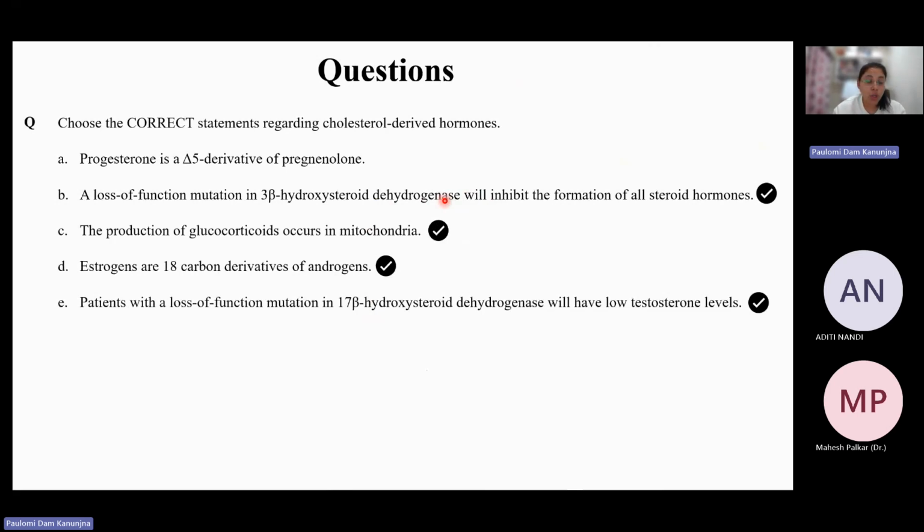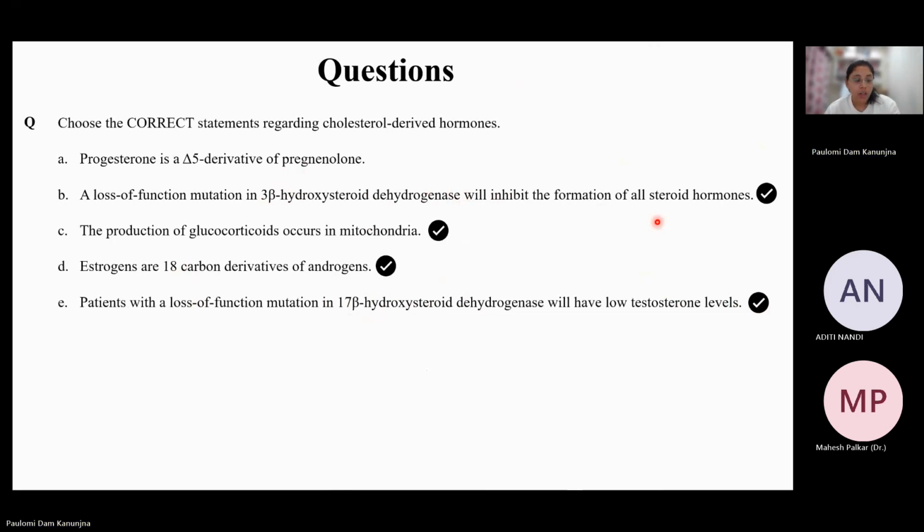C says the production of glucocorticoids occurs in mitochondria, which is true. Fourth one says estrogens are 18 carbon derivatives of androgens, which is also correct. And the last one says patients with loss of function of 17 beta hydroxysteroid dehydrogenase will have low testosterone, because this is the enzyme that forms the testosterone. So if you have a loss of function, the function is reducing, so you have low testosterone levels. See, these names are almost similar, but they have different compounds formed at the end. If it is 17, it is specifically for testosterone. If it's 3 beta hydroxysteroid, it is for all the steroid hormones, right?